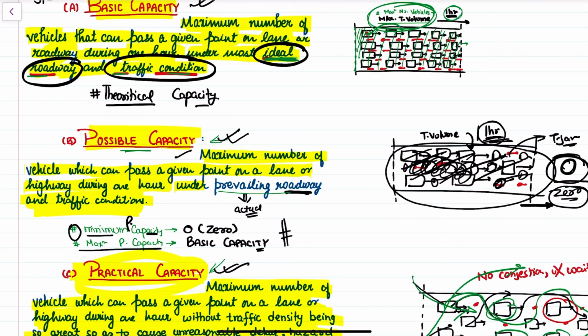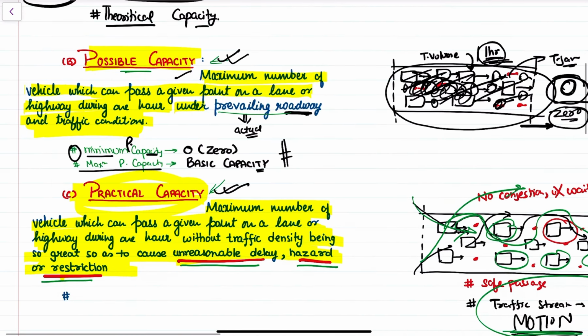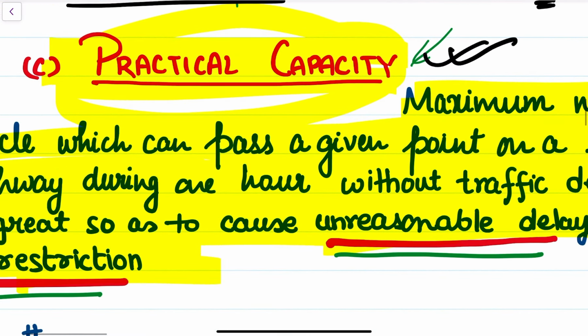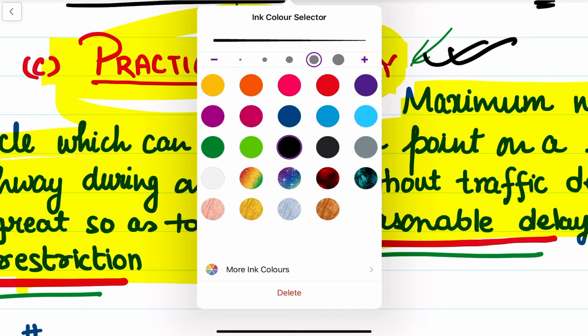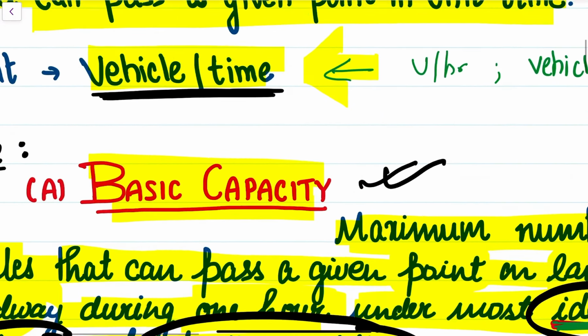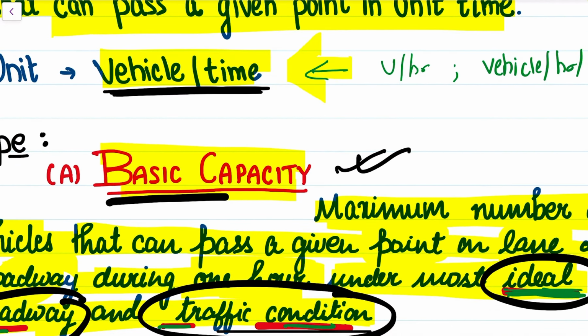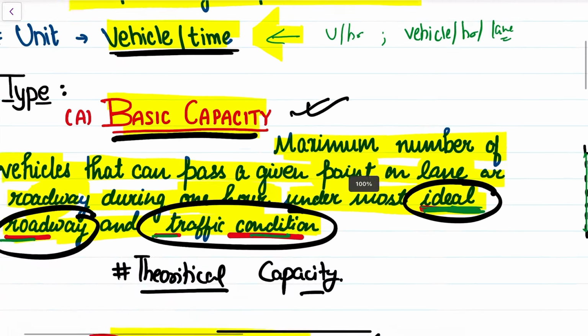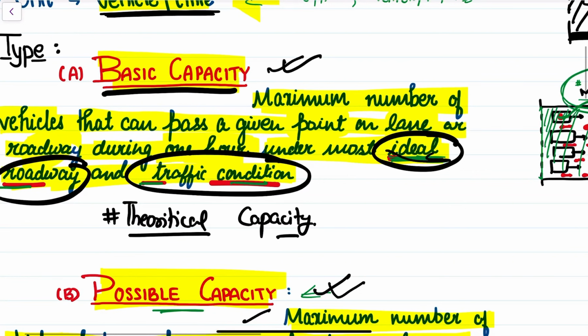So I hope you have thought about it, and you have pinpointed one option among these three. The answer is, for design purposes we will use the practical capacity. Now some of you might have chosen the option basic capacity. The reason why basic capacity cannot be taken as the design capacity is that it is an ideal scenario. Like we discussed, it will never happen.